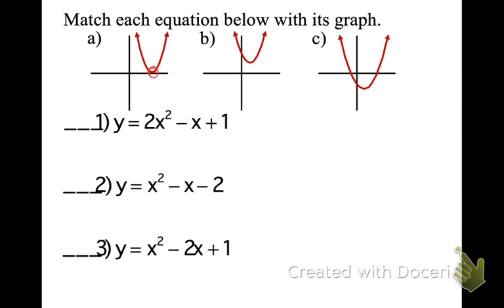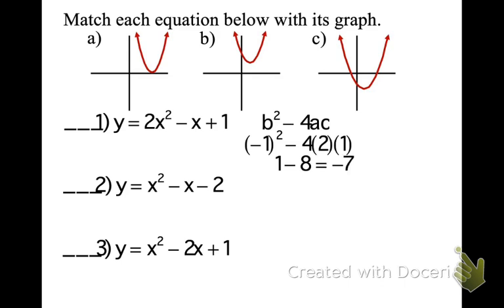So here we go. Let's find our discriminant. On number 1, my a is negative 1, b is 2, c is negative 1. So I'm substituting in my b squared. 2 squared is 4 minus 8, and that makes negative 4. So which graph goes best with it? That would be B, because there are no real roots.